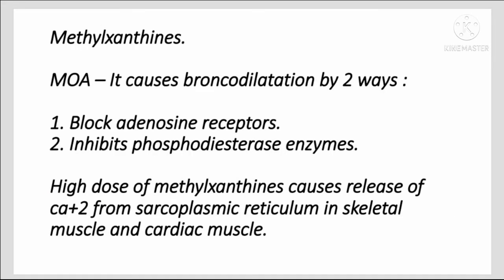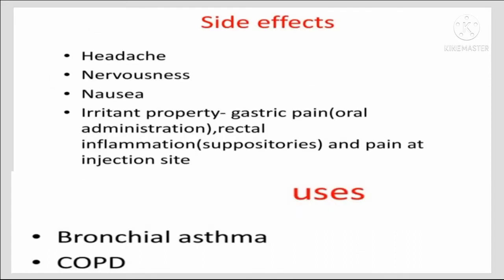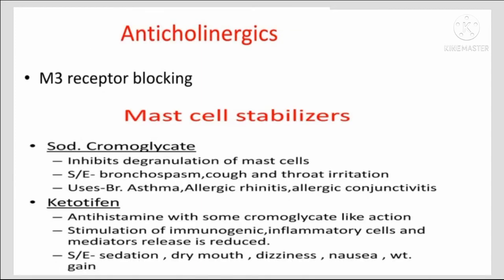Mechanism of action of methylxanthines. It causes bronchodilation in 2 ways, block adenosine receptors and inhibits phosphodiesterase enzyme. High dose of methylxanthine causes release of calcium from sarcoplasmic reticulum in skeletal muscle and cardiac muscle. Side effects: headache, nervousness, nausea, gastric pain, rectal inflammation and pain at injection site. Uses: bronchial asthma and COPD.